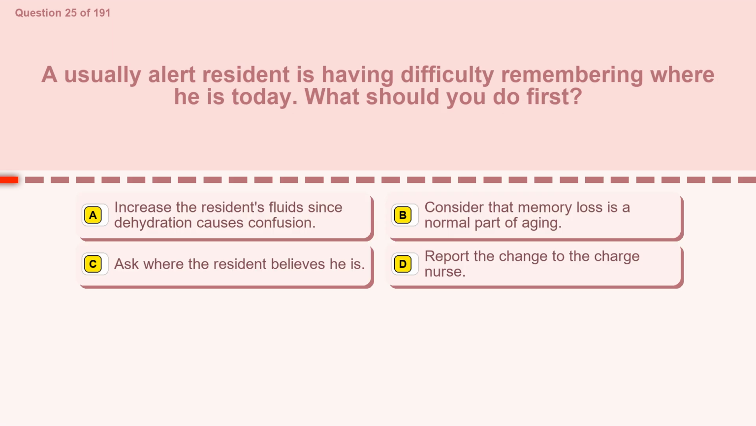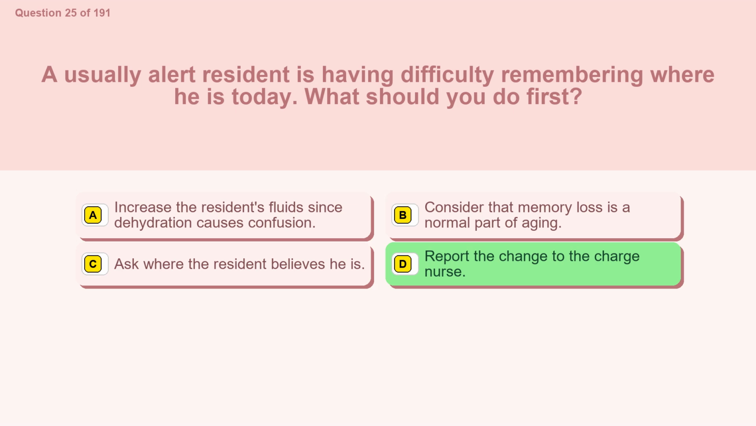Question 25. A usually alert resident is having difficulty remembering where he is today. What should you do first? Option A. Increase the resident's fluids since dehydration causes confusion. Option B. Consider that memory loss is a normal part of aging. Option C. Ask where the resident believes he is. Option D. Report the change to the charge nurse.